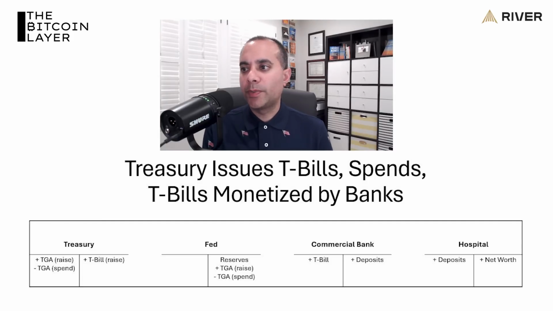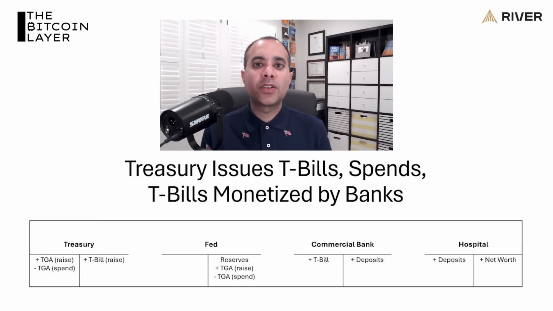Okay, let's start with the Treasury Department. The Treasury Department is raising a T-bill, so that's a liability for the Treasury. It now owes money to whoever is going to hold that bill. And then the Treasury raises funds, so its checking account goes up. That's a plus TGA. And then it spends that money right away. So that's the minus TGA. So in this way, the Treasury Department has raised money and spent it right away. So an increase in debt for the government with a spend going out into the system.